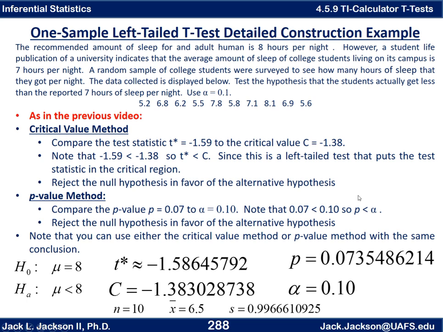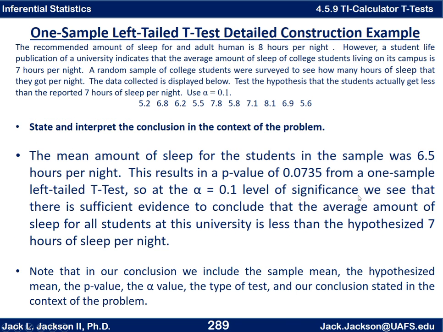And some of the numbers are rewritten down there at the bottom. So then we write our conclusion. The mean amount of sleep for the students in the sample was 6.5 hours per night. This results in a p-value of 0.0735 from our one-sample left-tailed t-test. So at the alpha equals 0.1 level of significance, we see that there is sufficient evidence to conclude that the average amount of sleep for all students at this university is less than the hypothesized 7 hours of sleep per night. Notice in our conclusion we include the sample mean, hypothesized mean, p-value, alpha value, type of test, and our conclusion stated in the context of the problem.